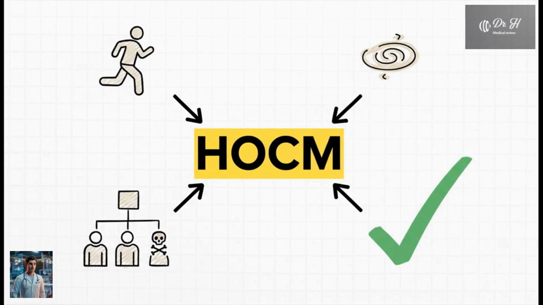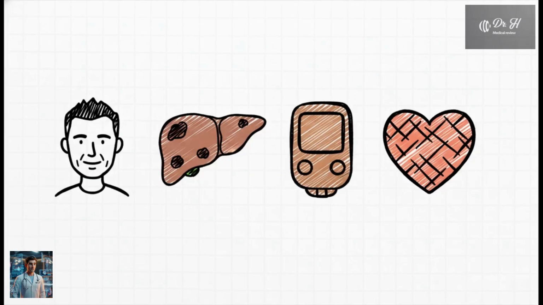If you said HOCM, Hypertrophic Obstructive Cardiomyopathy, you are absolutely correct. Nice job. I mean, this is the textbook case, right? Young athlete, syncope with exertion, and that tragic family history of sudden death. It's classic HOCM. All right, let's try another one.